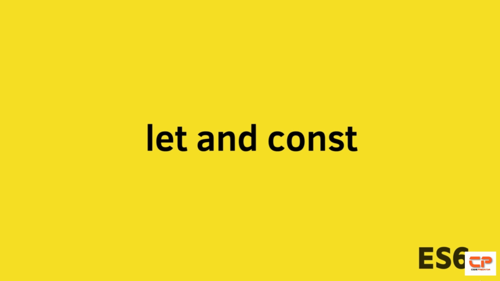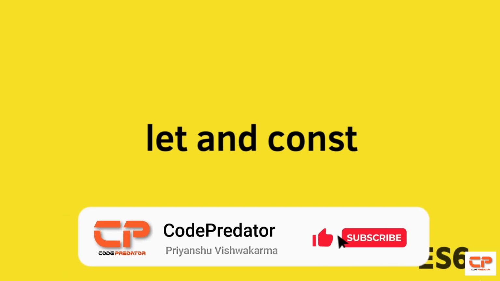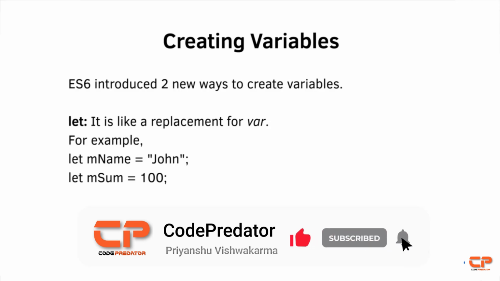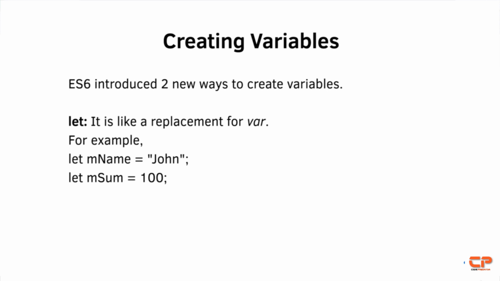In this video, we will learn about the new ways to create variables in modern JavaScript. ES6 introduced two new ways to create variables. The first one is let. This is kind of like a replacement for var. To create a variable, you can simply say let variable name is equal to some value. So let name is equal to John, or let sum is equal to 100.